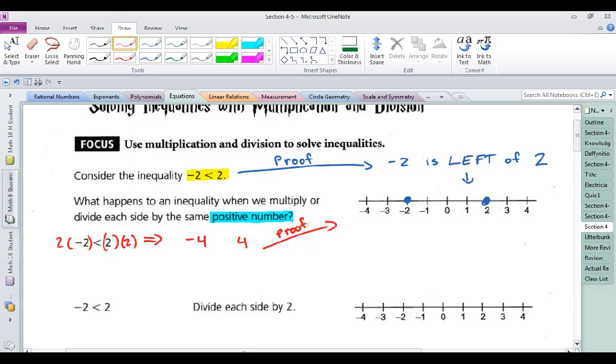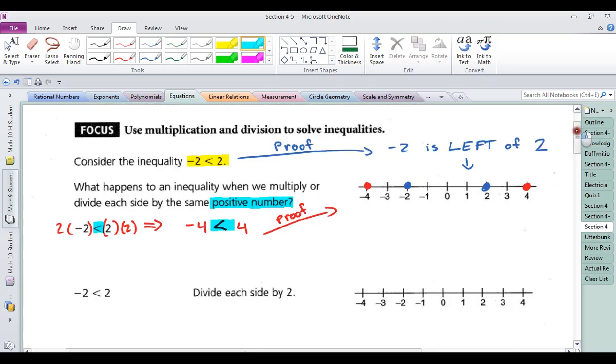Now, let's show our proof. Where is positive 4? On the side. Everyone agree? And I'm using a red dot because I wrote in red for that one. Where's negative 4? Look on the side to the left. Right there. Is negative 4 left of positive 4? Yes. So it must be less than, correct? Yes. What do you notice about the sign? It stayed the same. Everybody cool? Yeah.